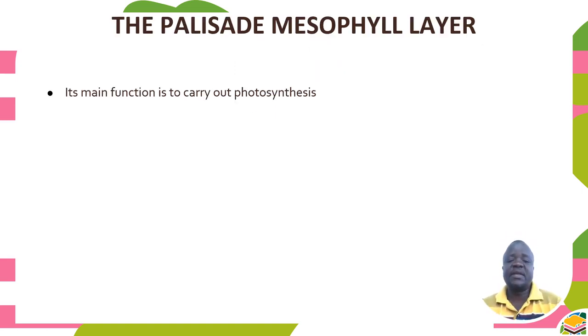Then we have the palisade mesophyll layer, whose main function is to carry out the food making process, which is called photosynthesis. This palisade mesophyll layer contains the palisade cells, which have a high concentration of chloroplasts, which in turn accommodate a lot of chlorophyll, which traps light, a necessary condition for the food making process.